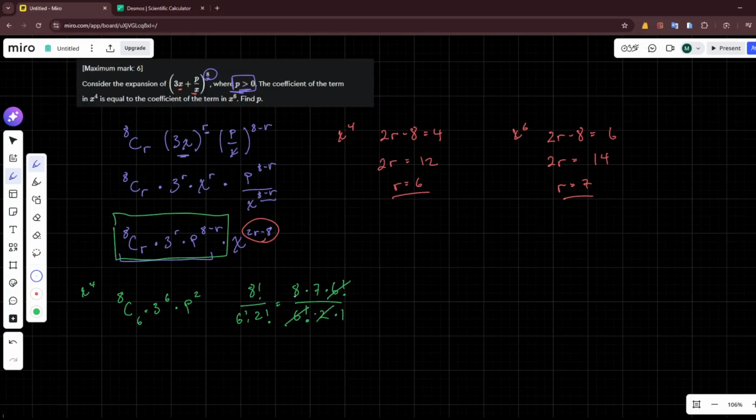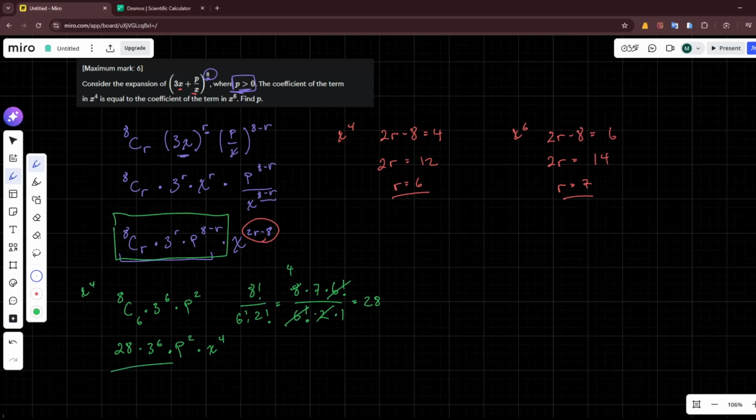And the 2 as well cancels here. So we've got 4 times 7. The coefficient is 28. So we have 28 times 3 to the power of 6 times p squared. And this will be the coefficient that goes in front of x to the power of 4.